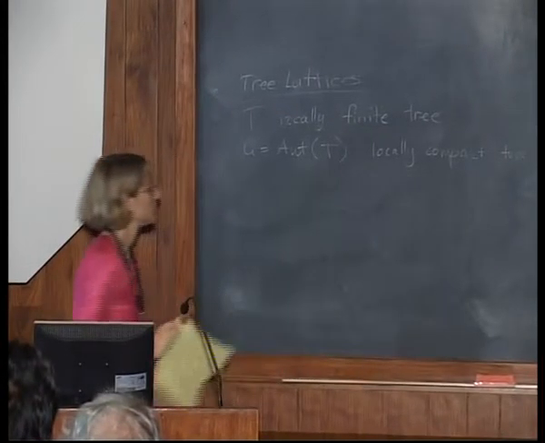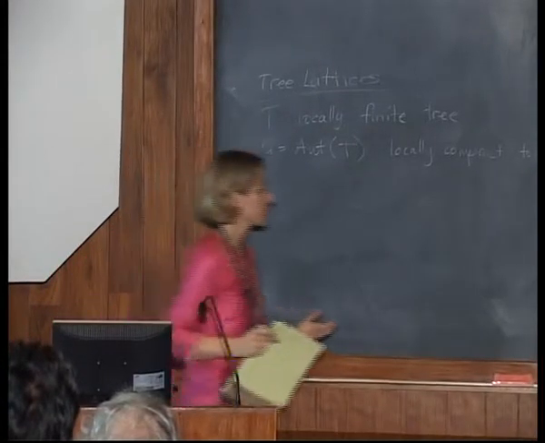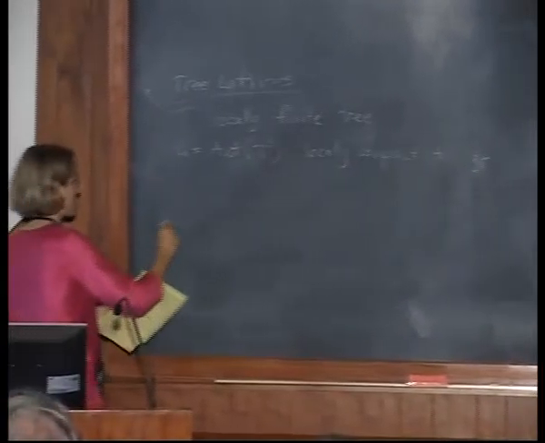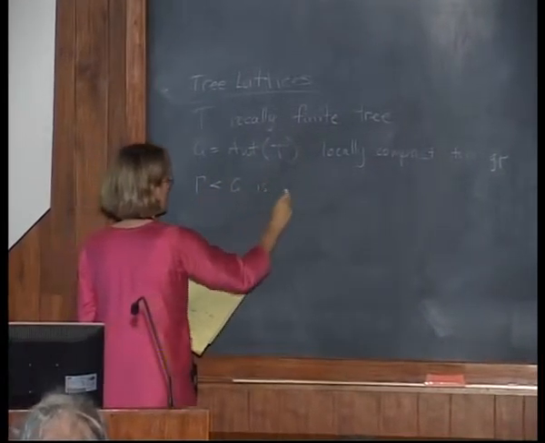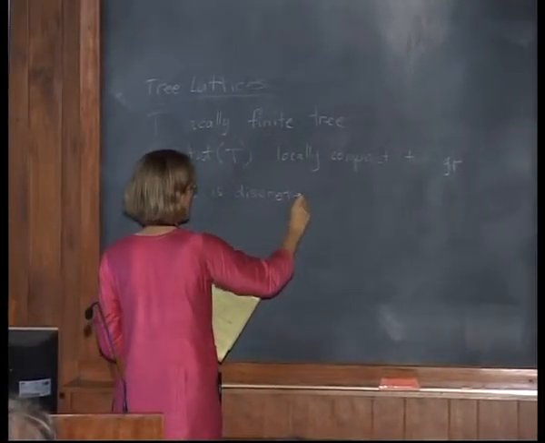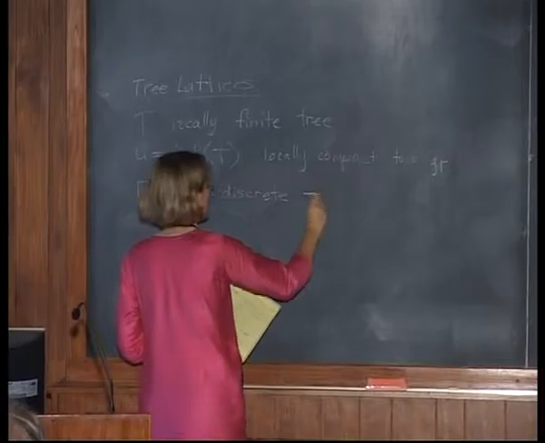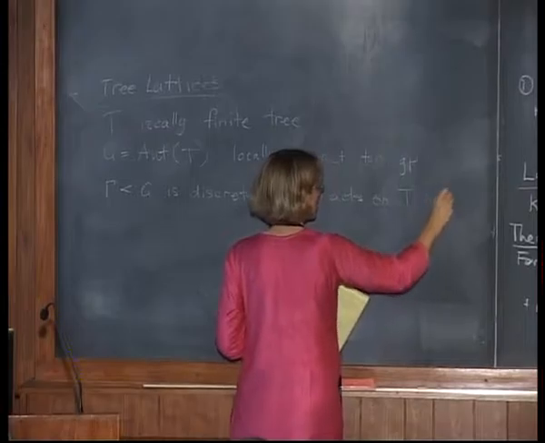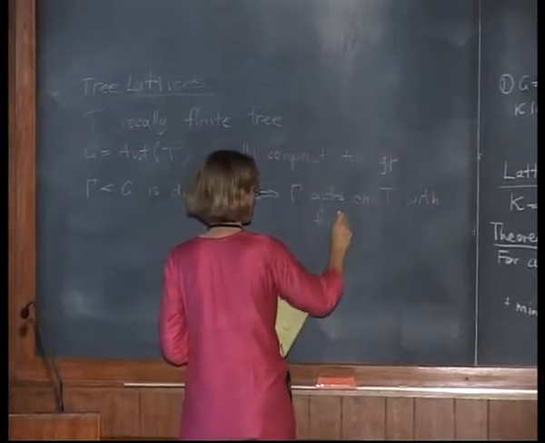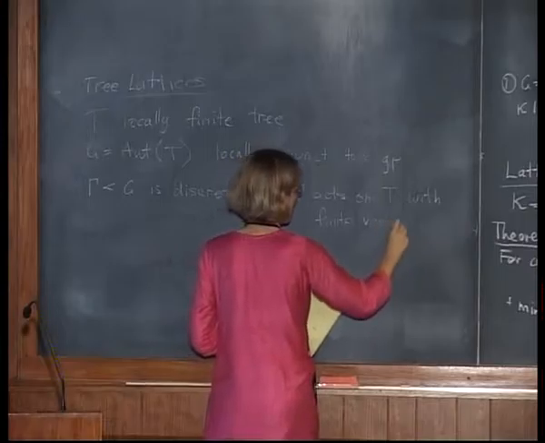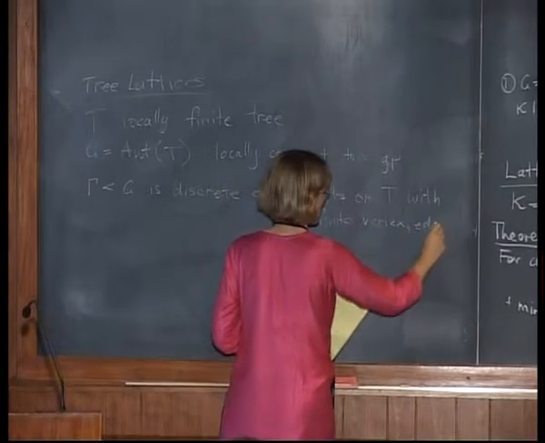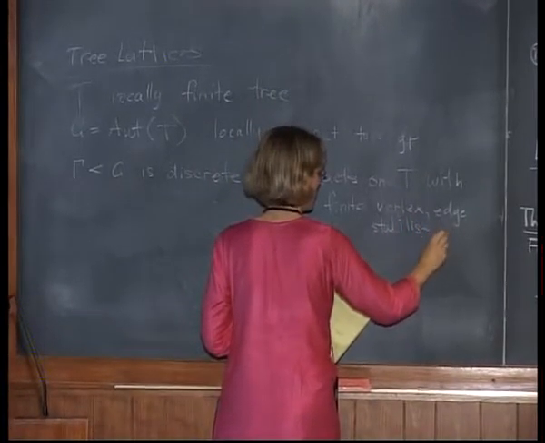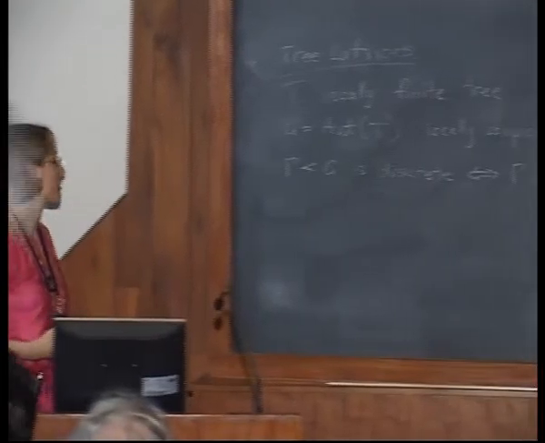Okay, now what does a lattice look like in this setting? Over here, these lattices are arithmetic groups. Well, a lattice is discrete. So in this topology, discrete just means that it acts with finite stabilizers. So the group stabilizing a vertex or the group stabilizing an edge is finite. Okay, so that's fairly easy to recognize.